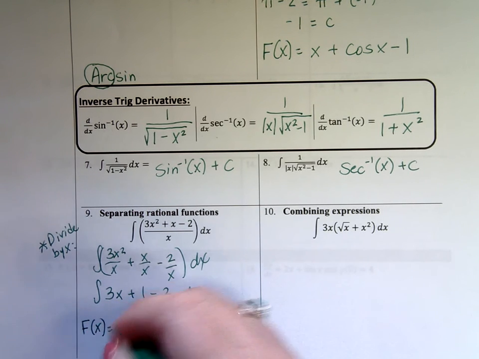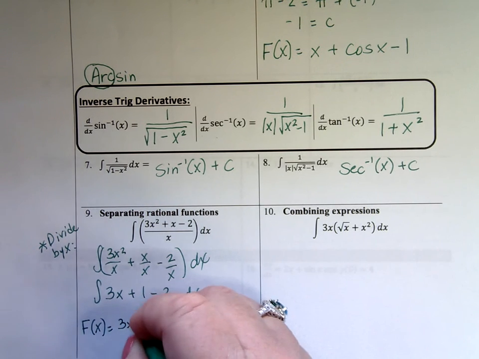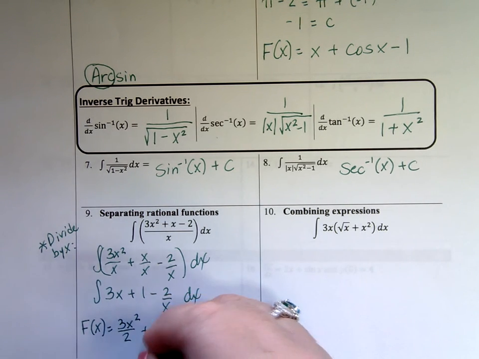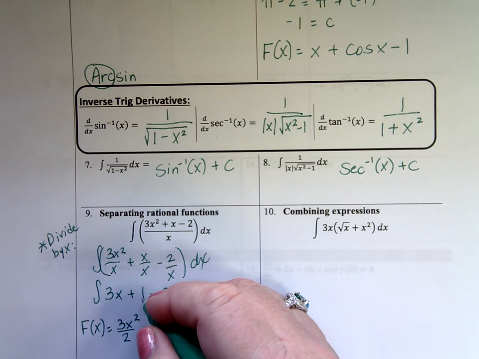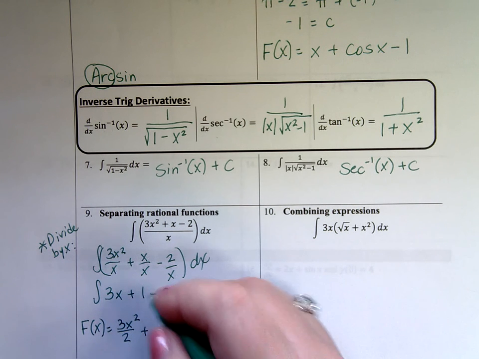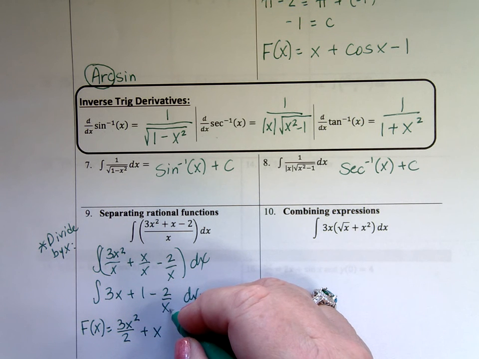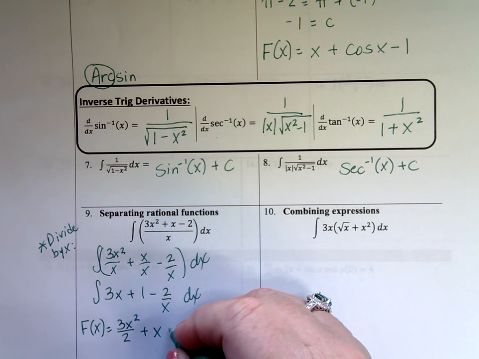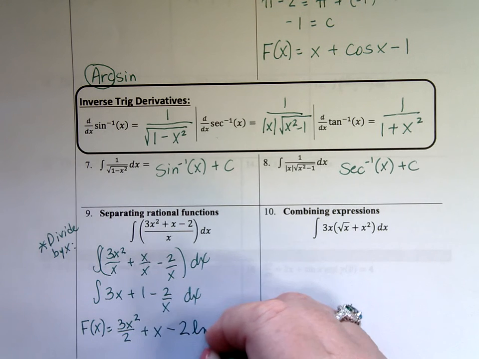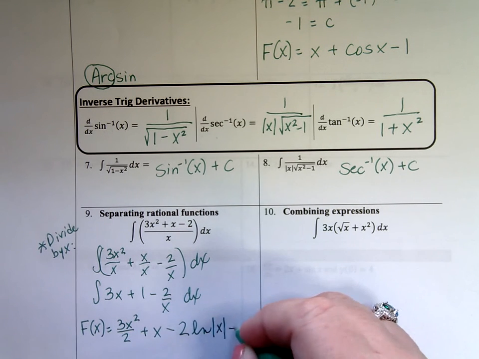This would be a 3x, one more power, divide by the power. Add a power on. Well, there's no x. X to the 0, 0 plus 1 is 1. This is just an x. 2 over x. We saw that in one of the earlier problems today. If you have that situation, it's an ln, so minus 2 ln of the absolute value of x plus c.